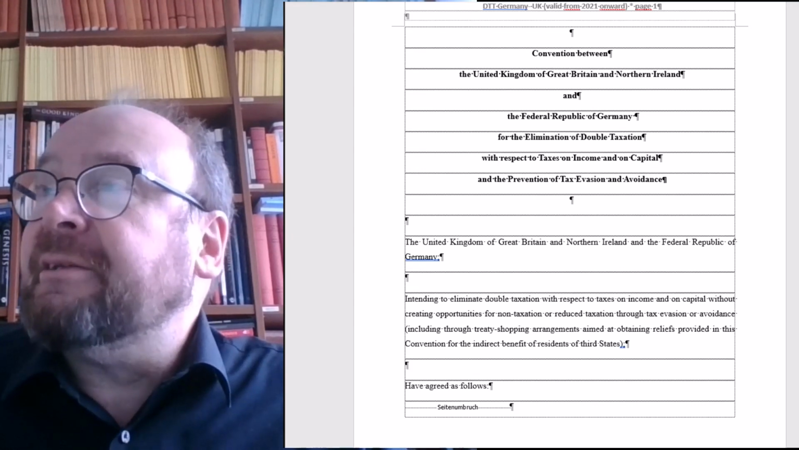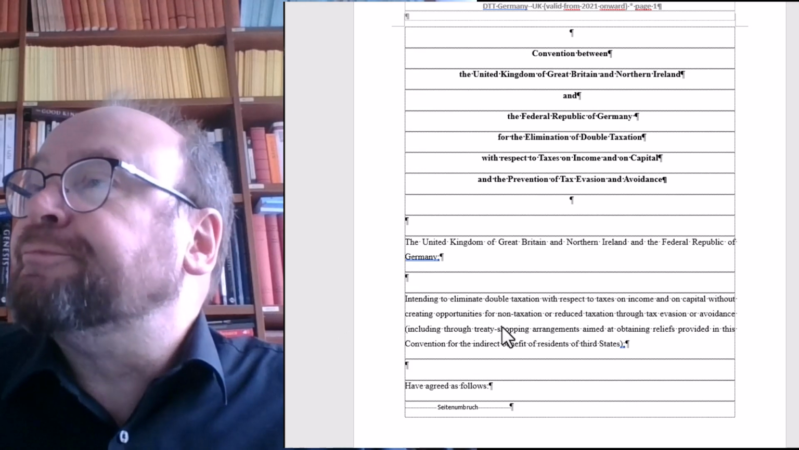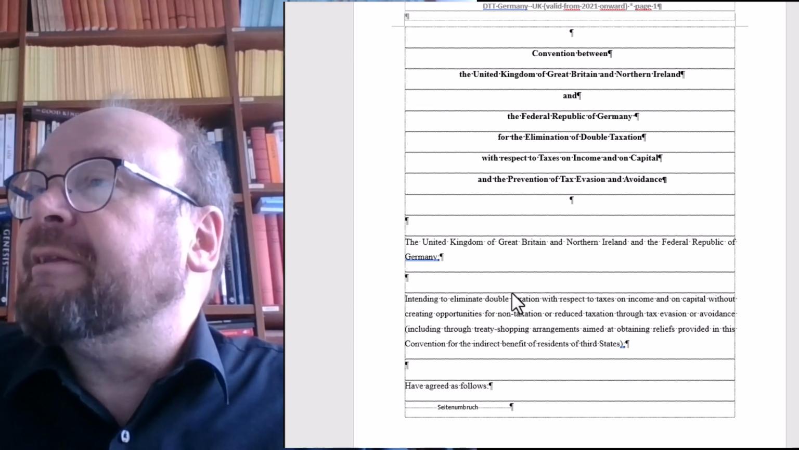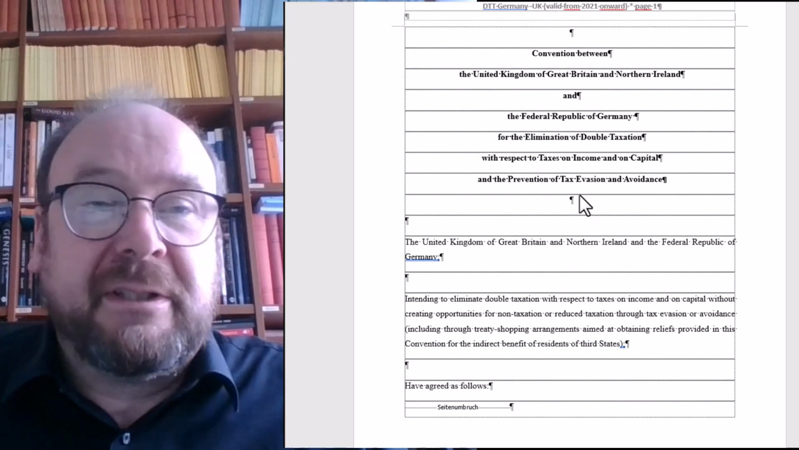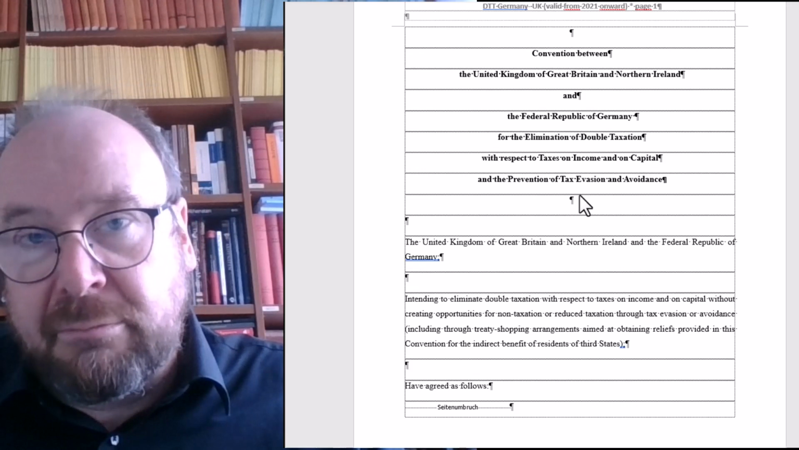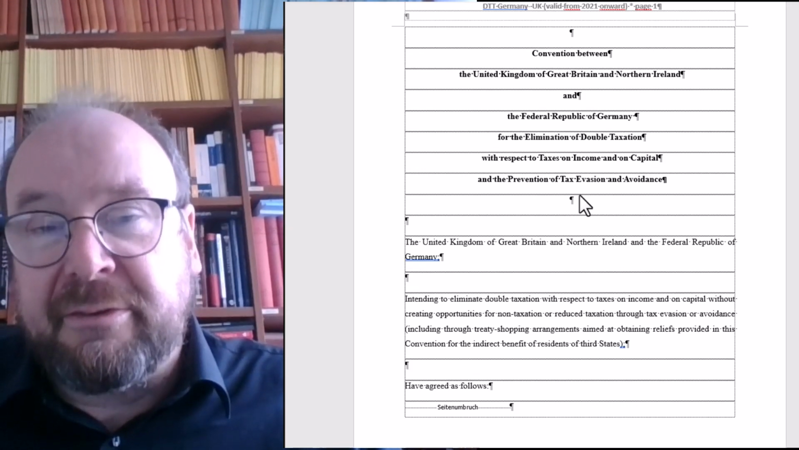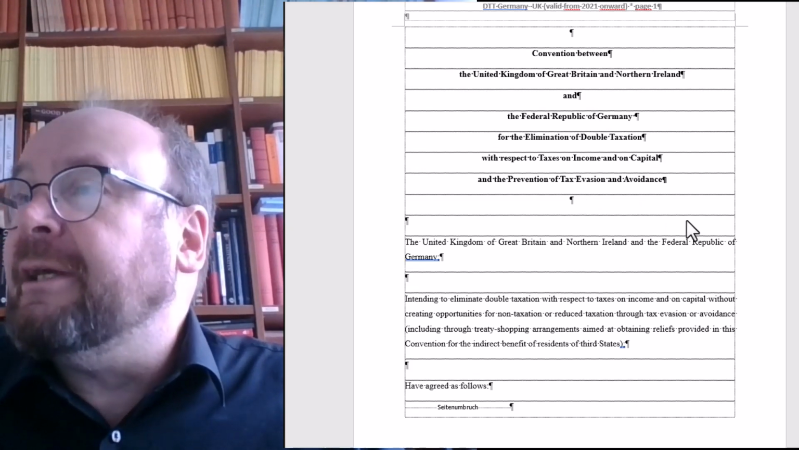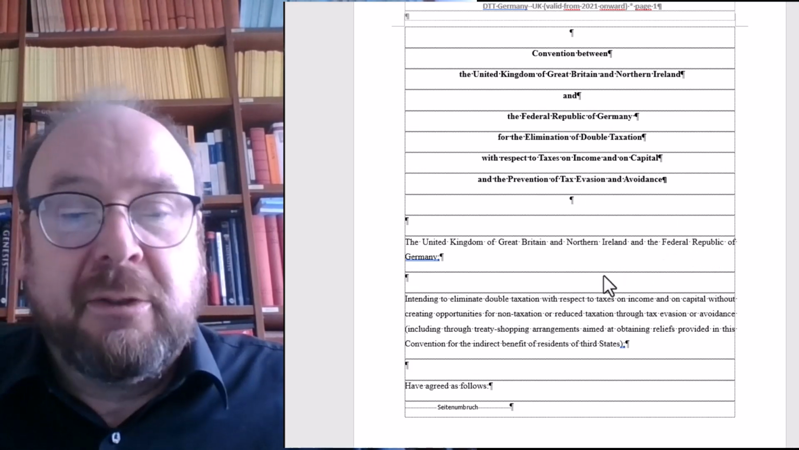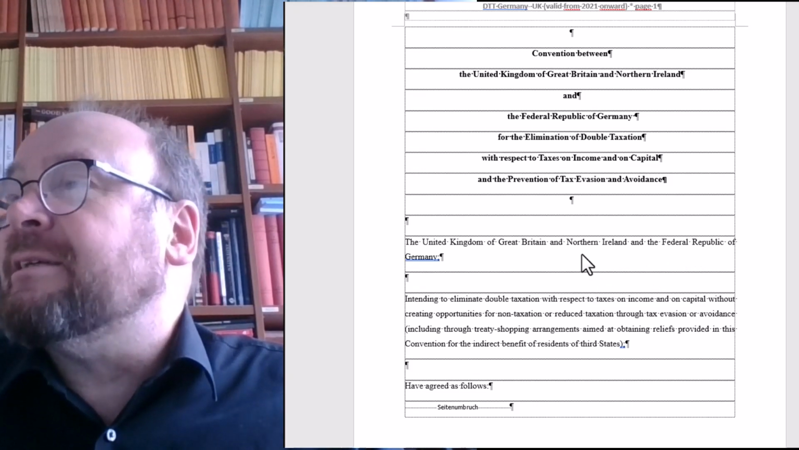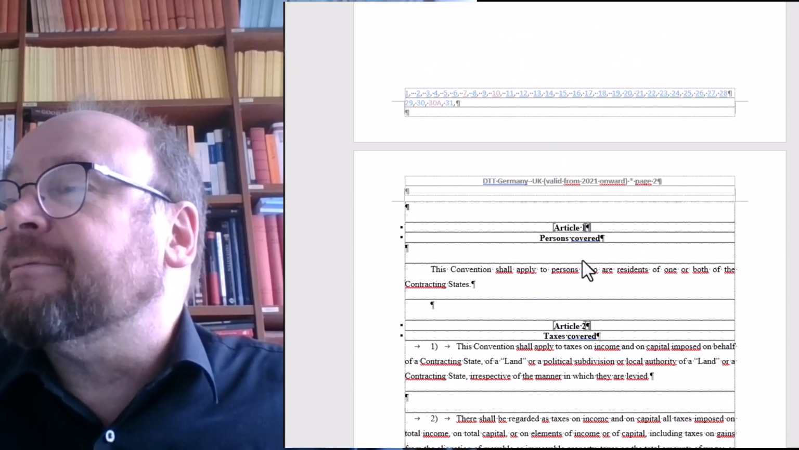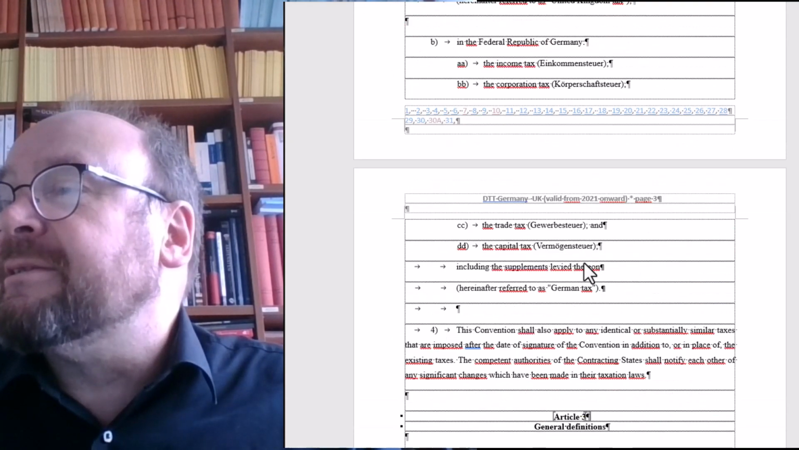So I downloaded from the internet the Convention of the United Kingdom of Great Britain and Northern Ireland with the Federal Republic of Germany for the elimination of double taxation. You can find that when you search the internet for double taxation agreement or double taxation treaty, Germany, UK, and here you see it. Well, what will be our first step? We will have to look at the residence. So let's look for the residence.